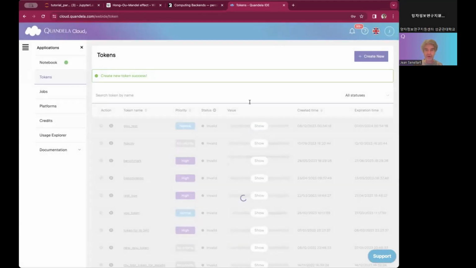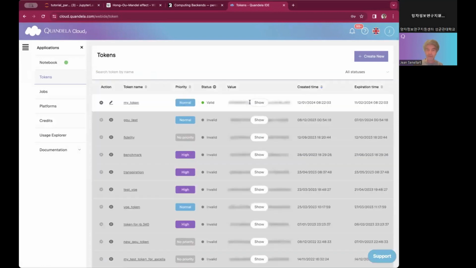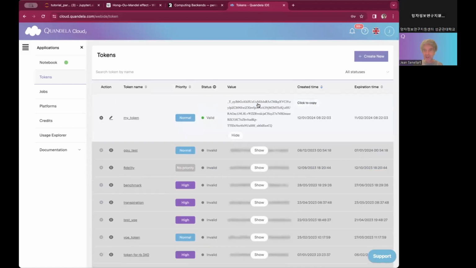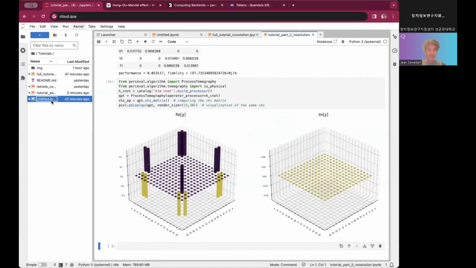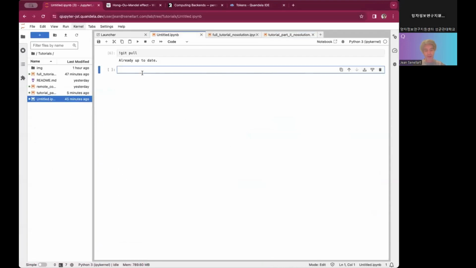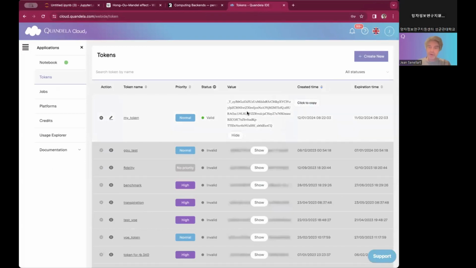So I have a token that has been created. Here, it's valid. Then I can show and copy the actual token here. I will copy it in a notebook because I will be using that later. My token will be the parameter that allows my Python script to connect to the cloud. So this one is important.